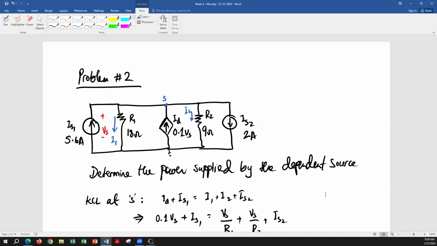So now apply KCL at node S. So going towards the node is ID and IS1. Okay. But I1, I go towards it as well. What is the direction of I1? Going away or going towards? I see it's still downward.